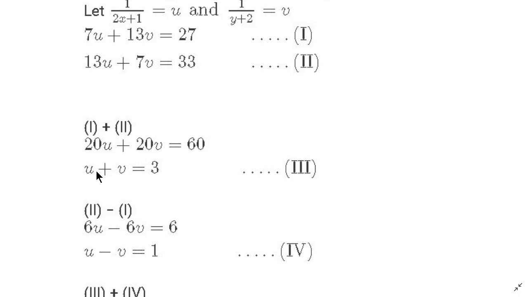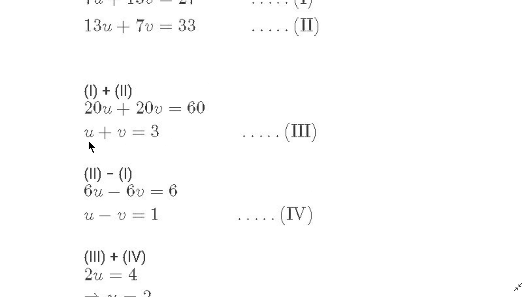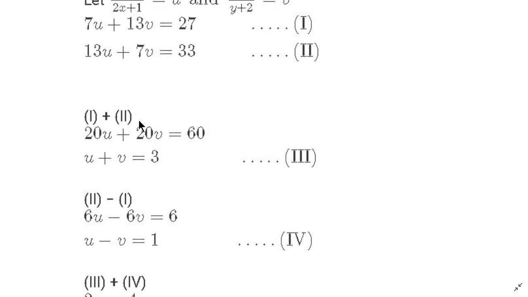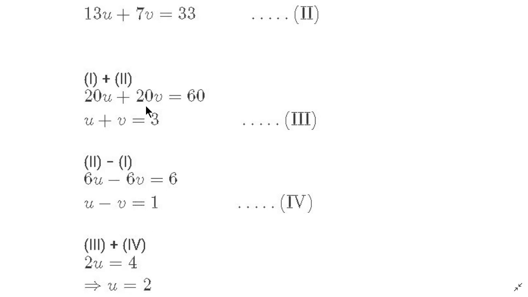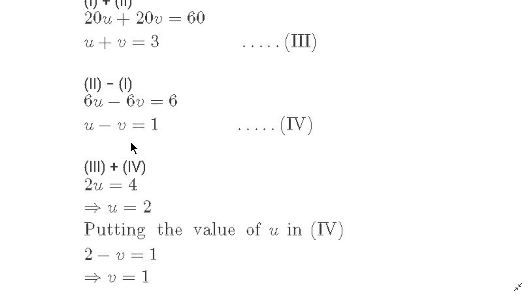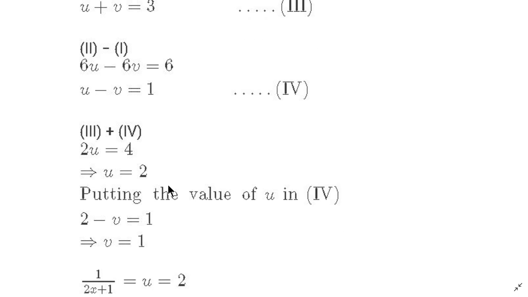Now divide them all by 20, and we get the simpler equation u plus v is equal to 3. Similarly, if we subtract them, we will get u minus v is equal to 1. Now these equations are easy to solve, just add them. After adding them, we can see the v terms cancel. 2u is equal to 4, so u is equal to 2.